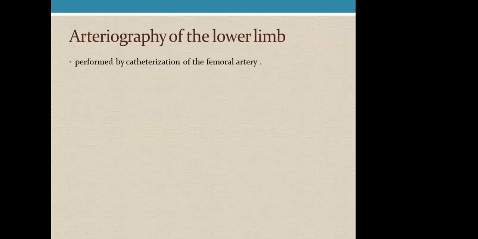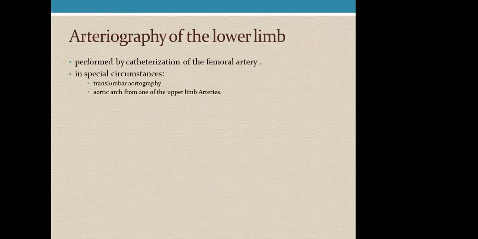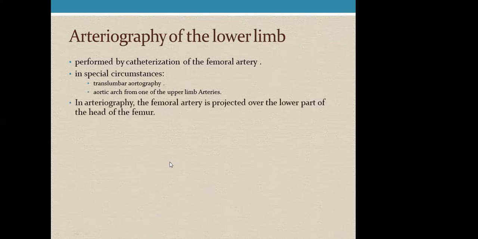Radiological features of the arteries of the lower limb. Arteriography of the lower limb is performed by catheterization of the femoral artery. In special circumstances, translumbar arteriography or aortic arch injection from one of the upper limb arteries is used, if we couldn't do the femoral artery catheterization. In arteriography, the femoral artery is projected over the lower part of the head of the femur.